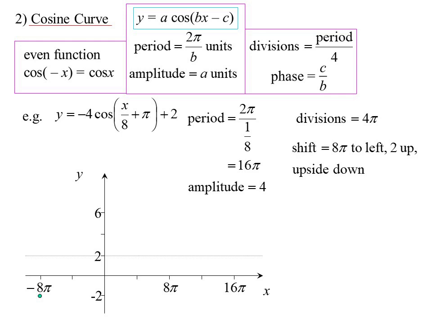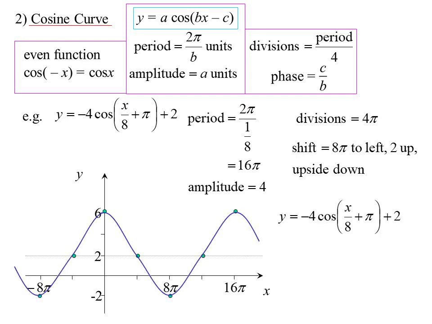But then I'm going to get that point, I'm going to shift it 8 pi to the left, and then up 2. There we are. It then goes to the axis, and then up and down and up and down, and we have our cosine curve. There it is. So it's an upside down cosine curve being shifted around.